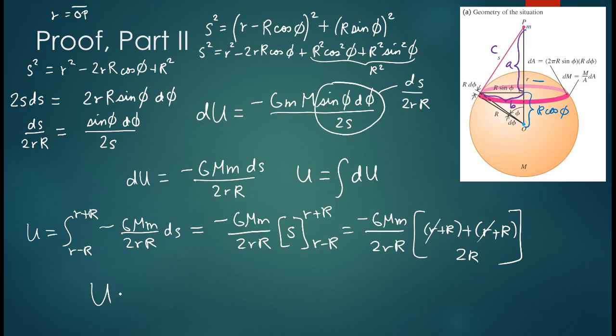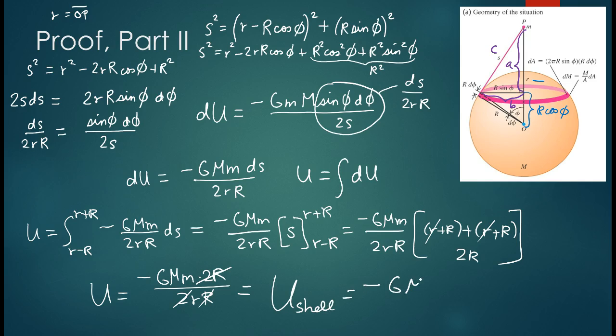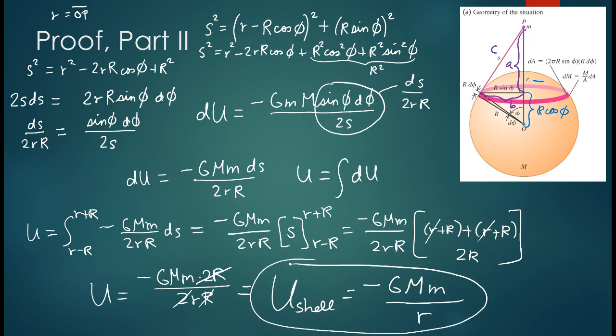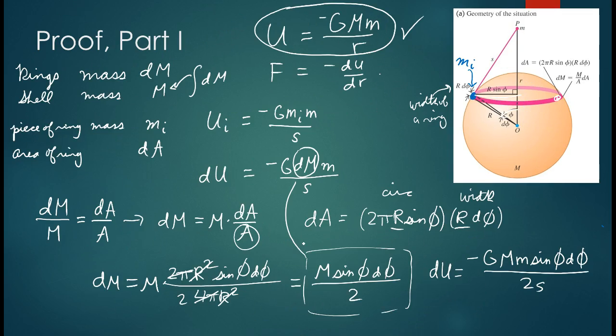So u for a shell is equal to negative g big M little m times 2 big R over 2 little r big R. And this is amazing because the 2R cancels and the R cancels, so we get that u for a shell is equal to negative g times the mass of the shell times the mass of the point particle over the radius of the shell. And this is exactly what we set out to prove on our previous slide.